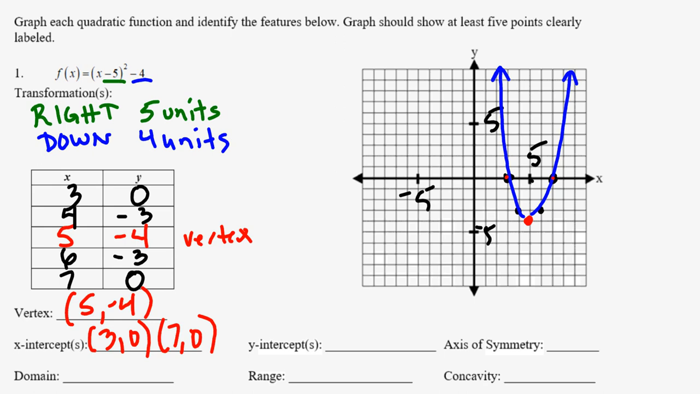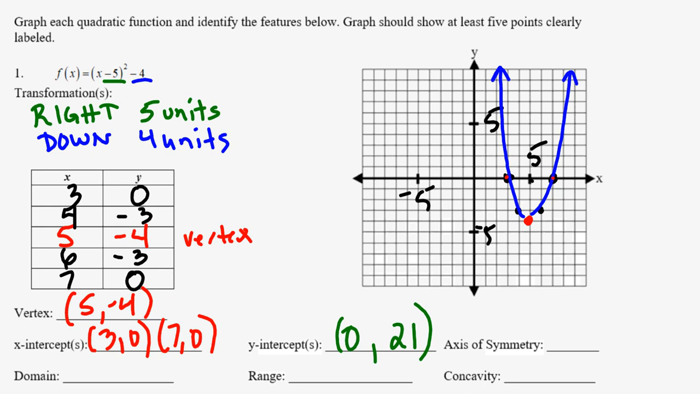Now the y-intercept, that's where it's going to cross the y-axis. And this little window I have here, I can't see it, but I know y-intercepts always have an input of 0. So what I'm going to do is I'm going to pause here and take 0 and put it into my equation to see what I get out. So if I do 0 minus 5, that's negative 5. Negative 5 times negative 5, because I'm squaring it, that's 25. 25 minus 4, well, that's going to be 21. So my y-intercept will be at (0, 21).